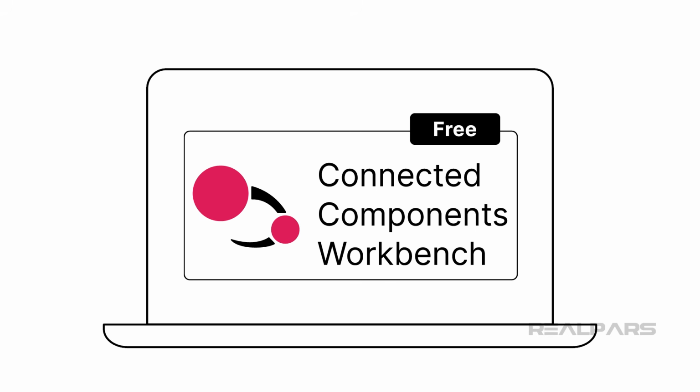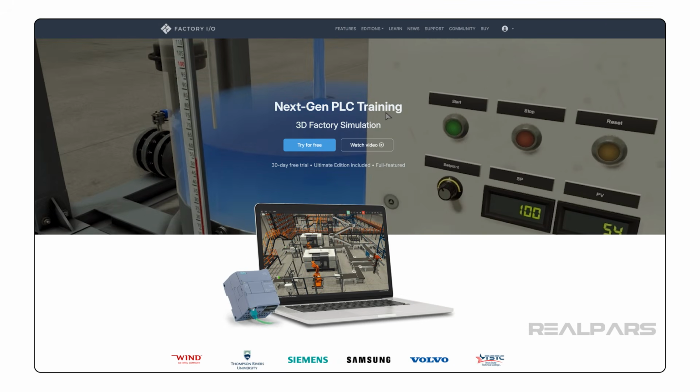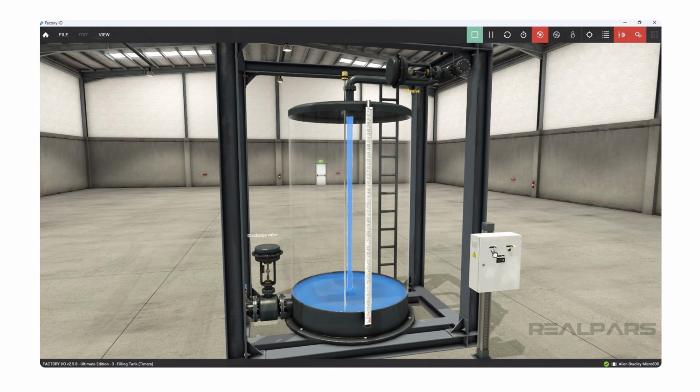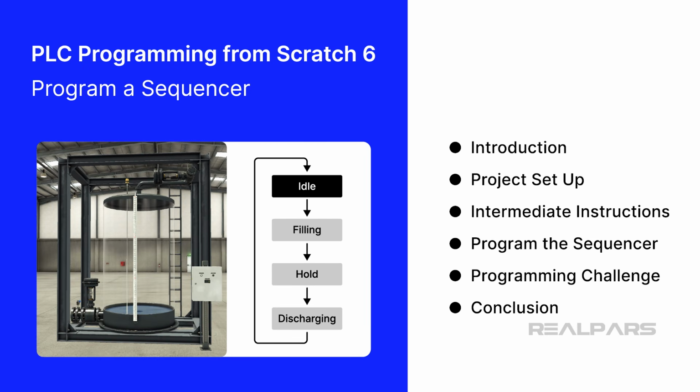In this course, I also use Factory I/O to demonstrate how our PLC code would control a physical process. If you want to follow along with this section, you will need to have Factory I/O installed on your computer. Factory I/O is a paid piece of software, but you can get a 30-day free trial by following the link in the description below this video. If you don't have a Factory I/O license, you can still watch this section to see how our code would control a physical process.